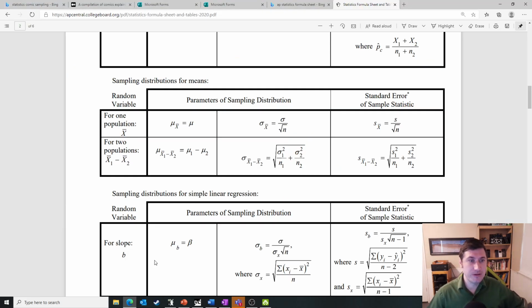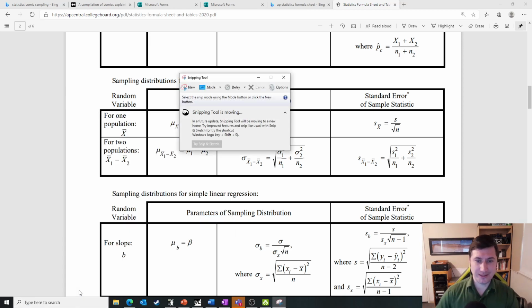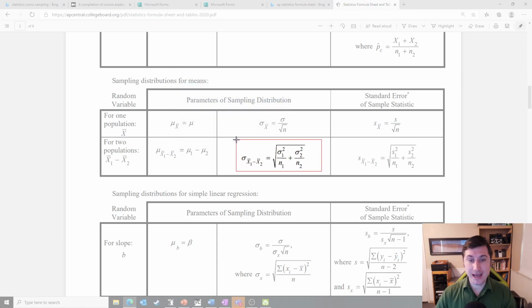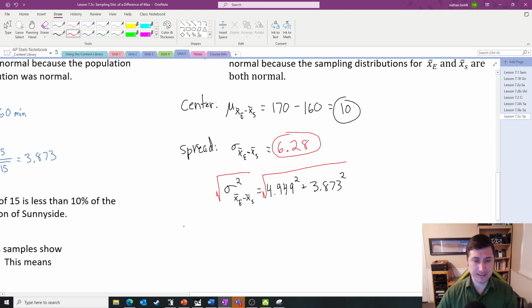All right, so I'm going to come over to the equation sheet. I'm here at the sampling distributions for means, that's what we're doing, for two populations. So the standard deviation formula is right here. And you might look at that and be like, well, that's a little bit different than what you just showed us. It doesn't look like what we did. It is, it's just been simplified algebraically. I'm not going to do that algebraic simplification. I don't think that would help.